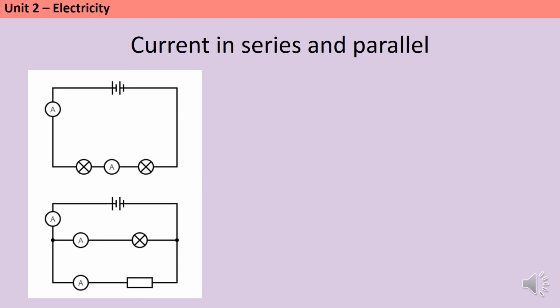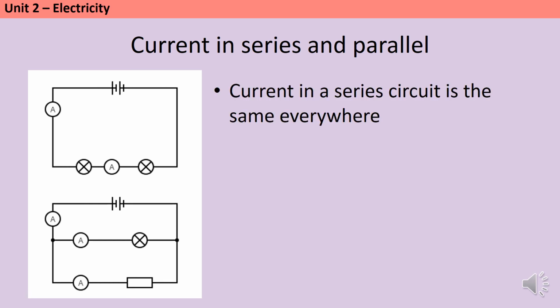You also need to be able to describe the behaviour of current in series and parallel circuits. In a series circuit like this first one, the current is the same everywhere in the circuit. So that means that if the reading on this first ammeter is 3 amps, the reading on the second ammeter will also be 3 amps. This makes sense if you think about what current actually is. It's a measure of the speed of the flow of charge. A certain number of charged particles are going to pass this first ammeter every second. In a series circuit, there's only one loop. There's only one path for them to take. So the same number of charged particles will also pass the second ammeter in a second. And that means that the speed is the same, and that means that the current is the same.